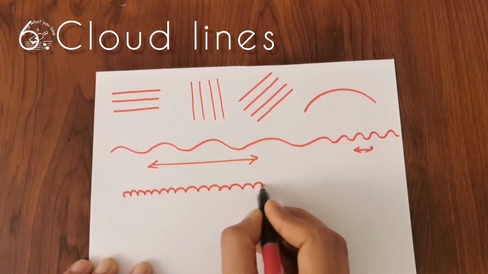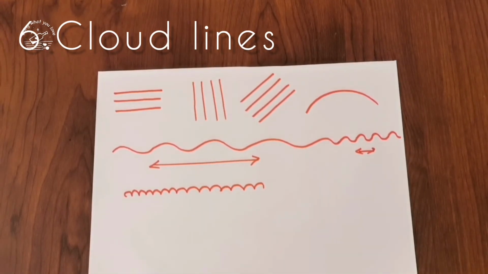Okay, so this means it's almost again like a curvy line, a repetition of curvy lines. Making a lot of curvy lines together is called a cloud line. And that wavy line, you can see one curve up and one curve down like that. So again it's a classification of curvy lines.